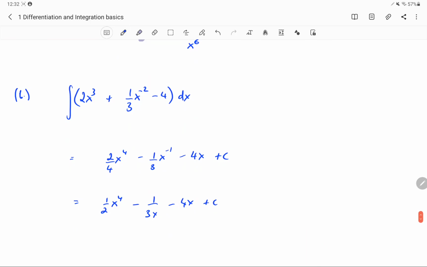And the last question, we have, instead of 1/3x squared, we'll bring that x squared up to the top. So add 1 to your index and divide by that new index, changes to a negative here in this case. And then -4 becomes -4x or plus c. So 2/4 becomes a half. And you can bring that x to the power of 1 down to the bottom if you want. So it's -1/3x. Or you can leave it as it is. And then -4x plus c.